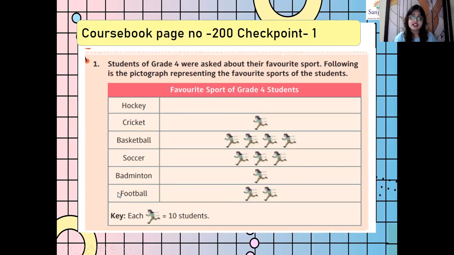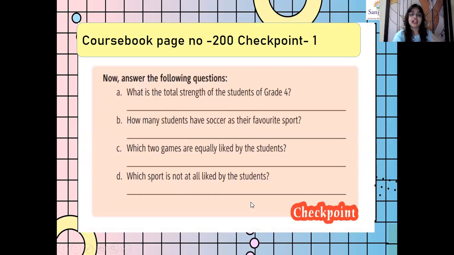And now your key is given as each symbol of that running girl stands for 10 students. So cricket is 1, that is 10 students. Basketball is 4, that is 40. Soccer is 3, so 30 students. Badminton is 1, so 10 students. And football, 2 symbols are given, so that is 20 students. Now they have asked you questions on this pictograph. Okay. Now answer the following questions.